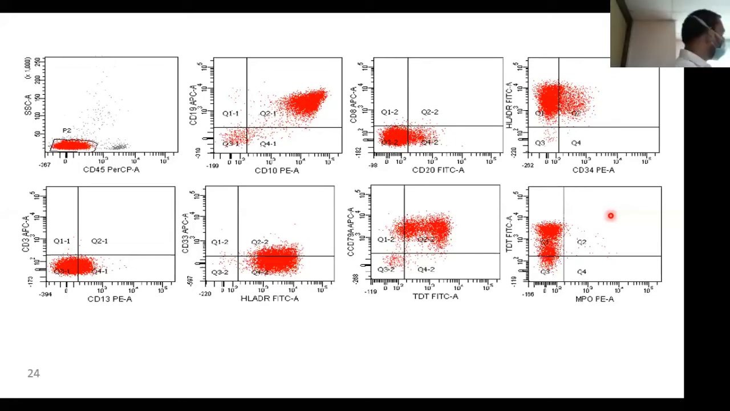So it's a B-ALL. This is how flow is interpreted. Whenever you get a chance to try, this is fun. Here, okay, it's a B-ALL with some aberrancy in CD30. Okay, some aberrancy.